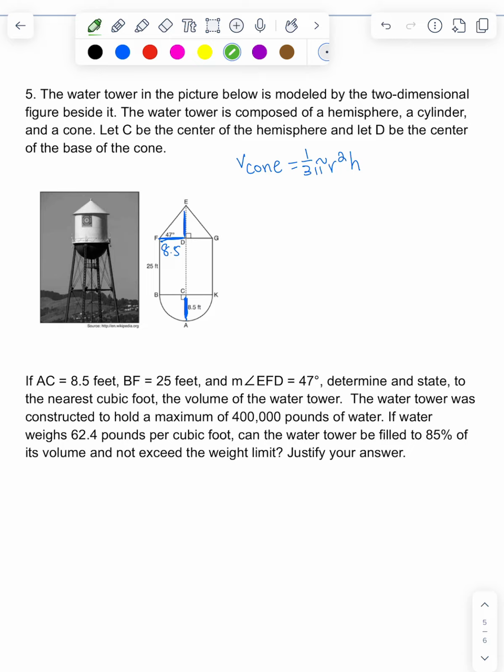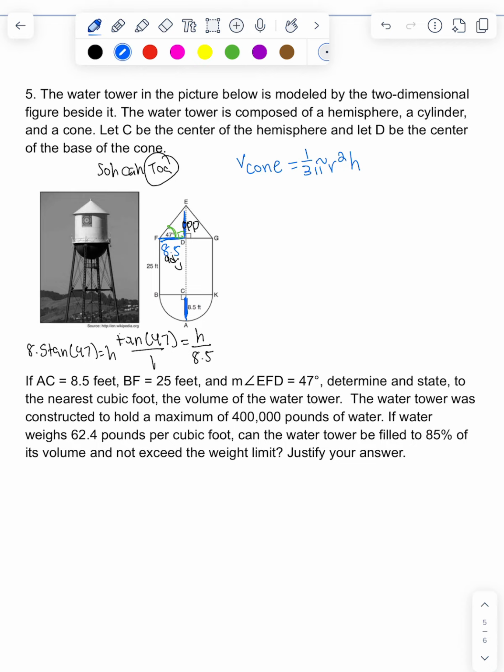We don't have the height, but we do have a side and an angle. So we could use trig because we do have a right triangle. So if I label from the 47-degree angle, we're finding opposite and we have adjacent. So if I write down SOHCAHTOA, opposite and adjacent is tangent. So tangent of the 47-degree angle is equal to, I'll just use h for height, the opposite over adjacent, which is 8.5. Cross multiplying, we have 8.5 tangent of 47 equals the height.